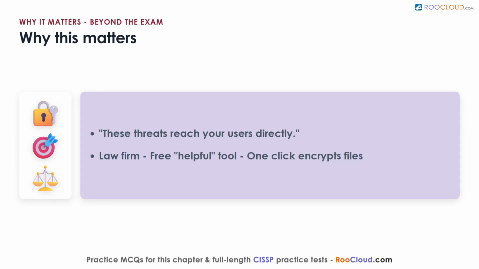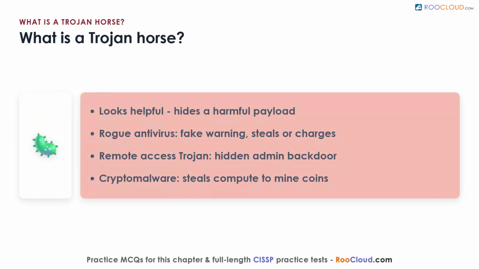any of it happens. What is a Trojan horse? And what disguises does it wear? A Trojan looks helpful but hides a harmful payload inside. This is exactly why so many organizations forbid installing software the security team has not vetted.